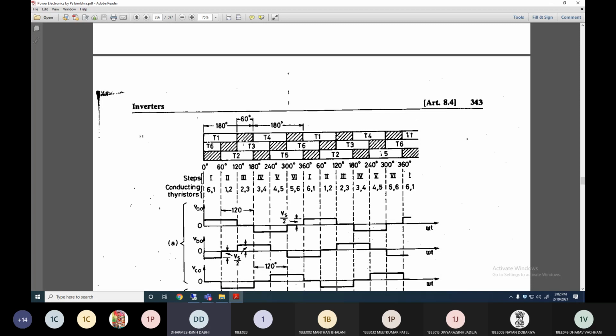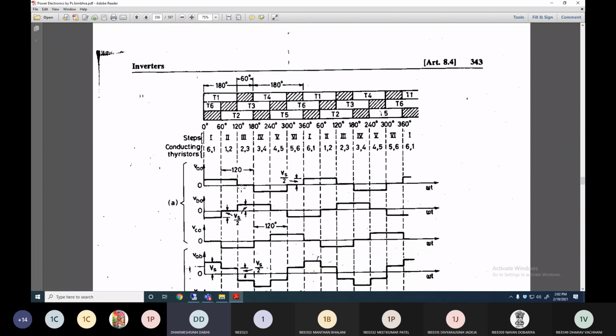Clear? So this is the advantage of 120 degree mode. But another disadvantage is that if you calculate the power output of 180 and 120 degree, then you can observe that 180 degree mode gives more power output as compared to the 120 degree. Because you can see here, take the example of phase A. In phase A, you get the output voltage 0 between 120 to 180 degree. Clear? It means you get 0 power here in this case.